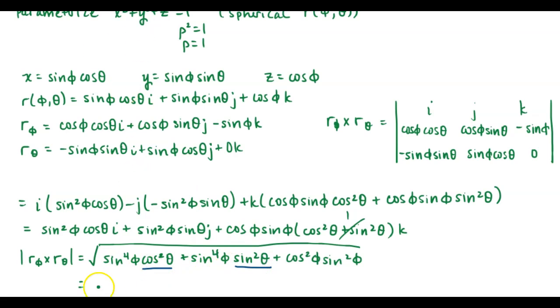And so I can call this the square root of the sine of phi to the 4th times cosine plus sine squared, which is 1. So this is just going to be sine of phi to the 4th for both of these two terms, plus cosine of phi squared, sine of phi squared.